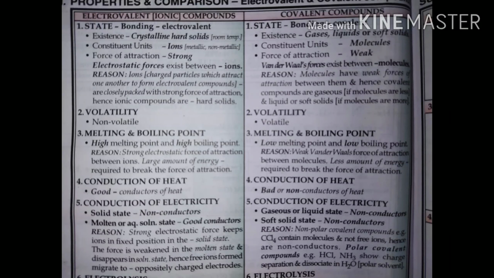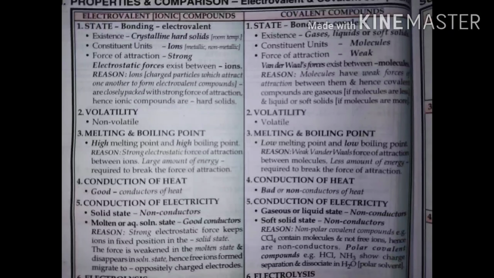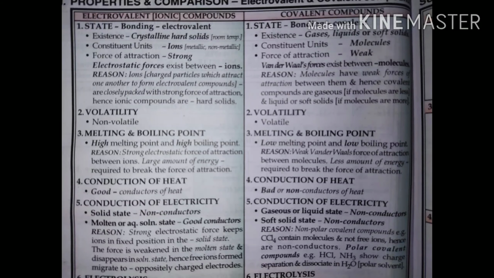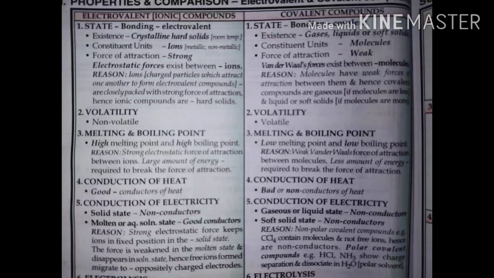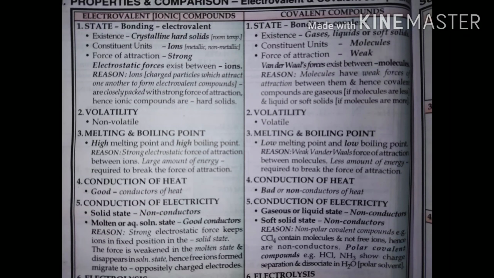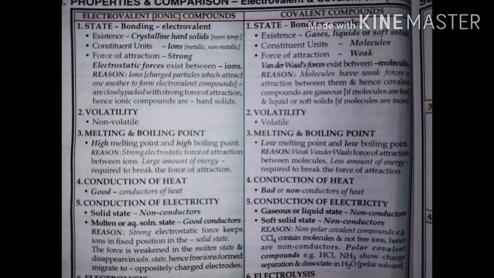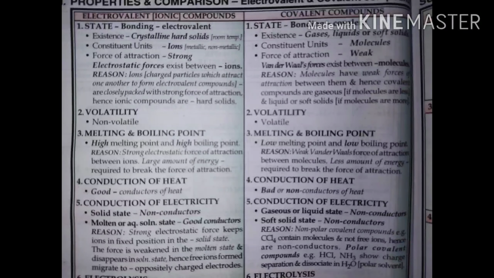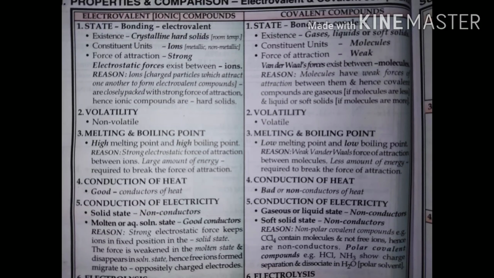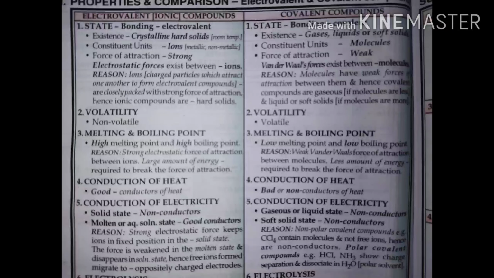Next is melting and boiling point. The melting and boiling points of ionic compounds are high, whereas the melting and boiling points of covalent compounds are on the lower side. The reason is the same. Ionic compounds have electrostatic bonds which hold the molecules close together. Therefore, it is very difficult to melt them. It requires a large amount of heat energy to melt ionic compounds, whereas melting of covalent compounds is easier, as there is no strong force present to hold the molecules together.